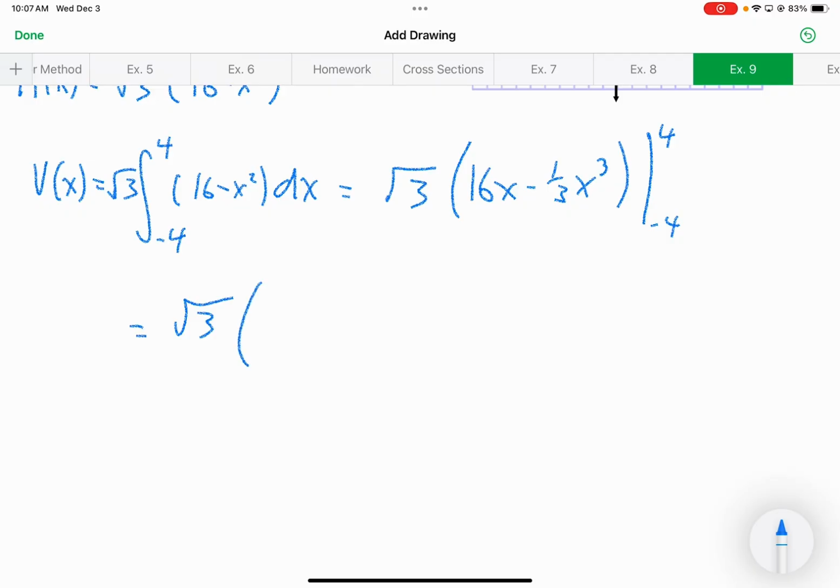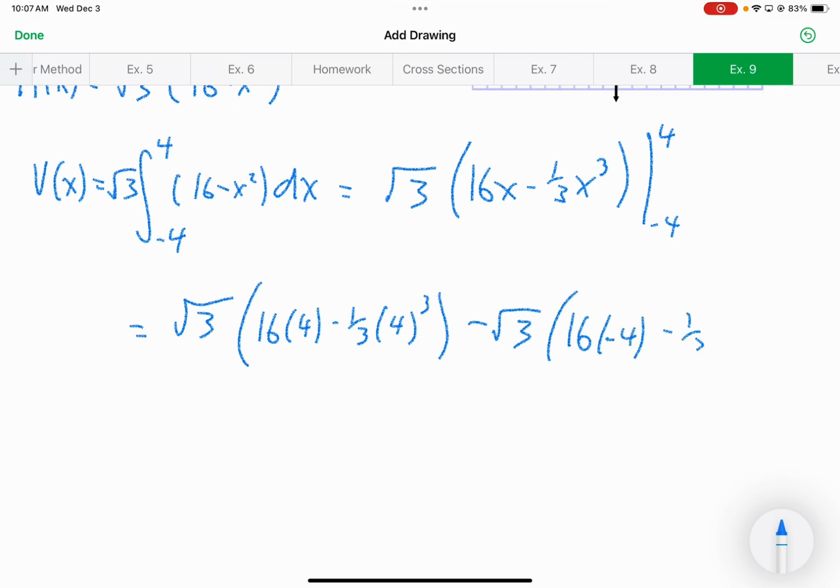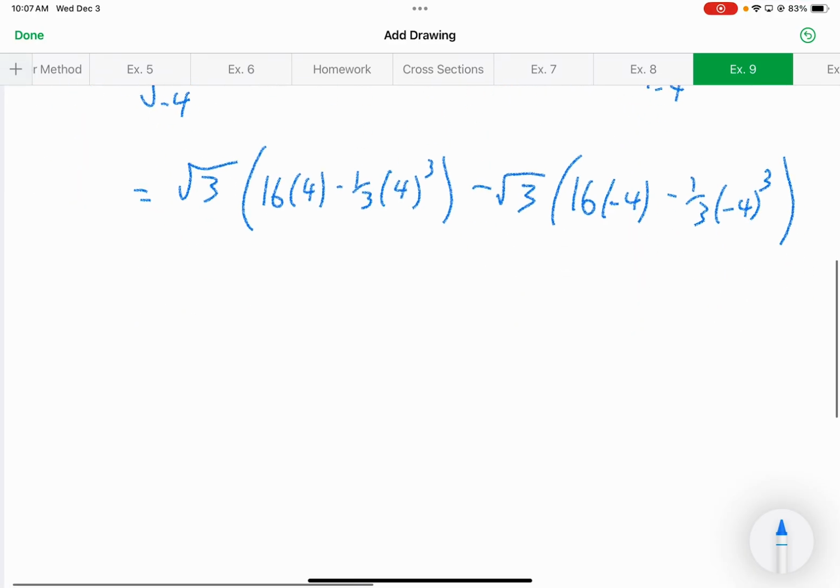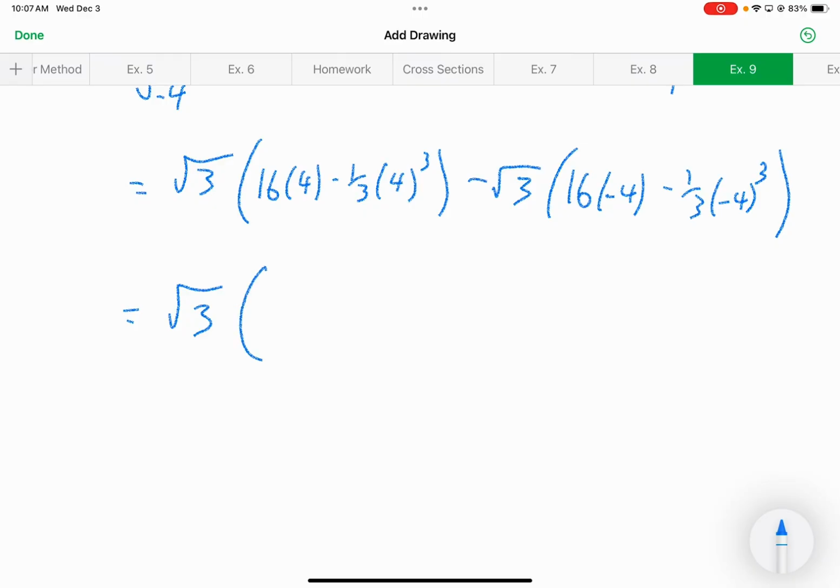All right, let's plug in 4 and let's plug in -4. So 16 times 4 minus 1/3 times 4 cubed, minus square root of 3 again. I'm going to do the same thing I did last time: 16 times -4 minus 1/3 times -4 cubed. We know that story pretty well already. So if I combine inside the parentheses, I think I get something like this again, where 16 times 4 is 64, and then we would add another 64 to get 128, and then same thing with -128 over 3. So then we would get 250, nope, my brain got ahead of itself there, 256 square root of 3 over 3 would be our final answer.